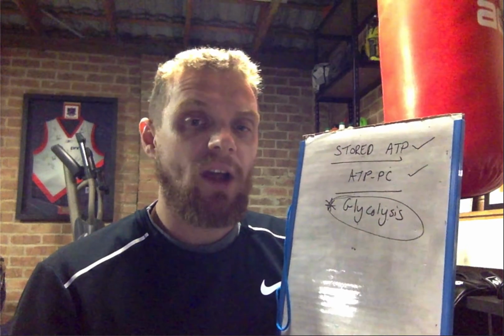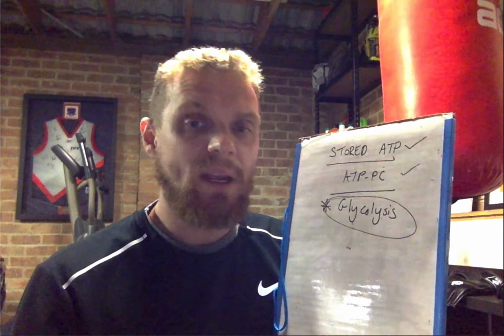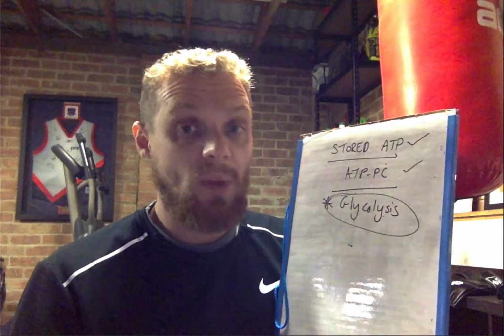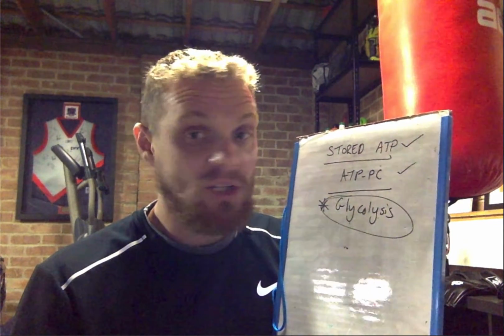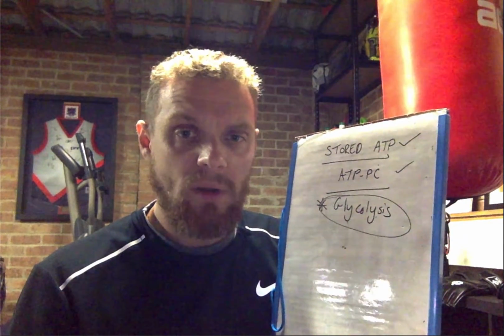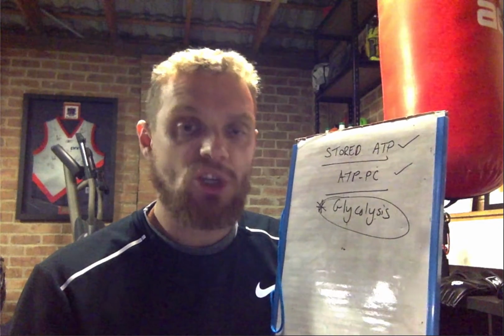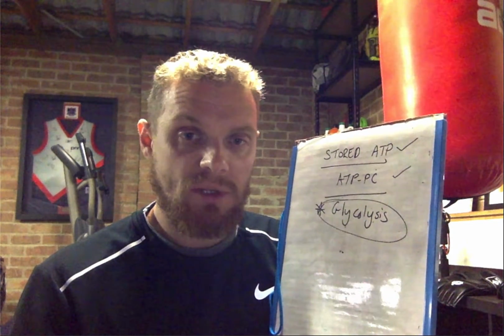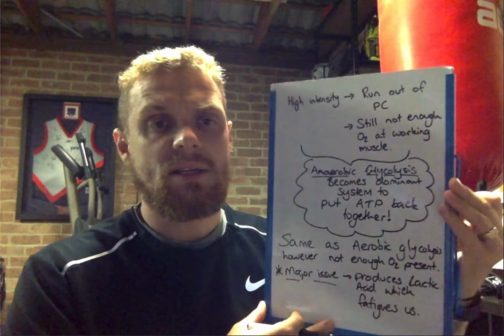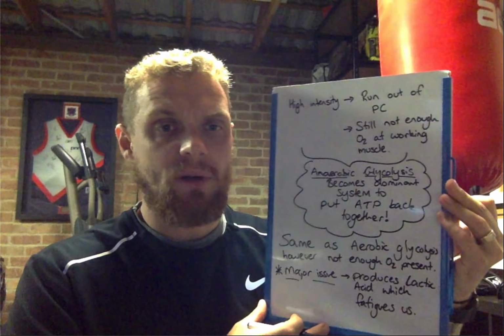The word glycolysis refers to the breakdown of glycogen and glucose. We know that when we eat carbohydrates, high GI, low GI, moderate, they get stored as glycogen in the body and transported as glucose. We're going to talk about that system today. So just to recap, we're at a high intensity. We've run out of phosphate creatine.